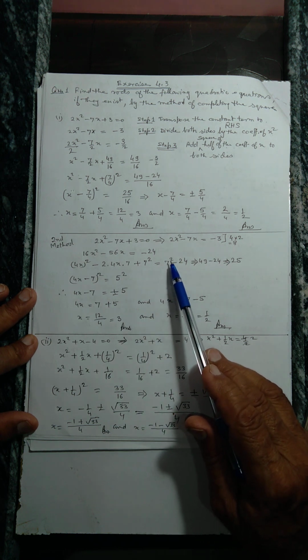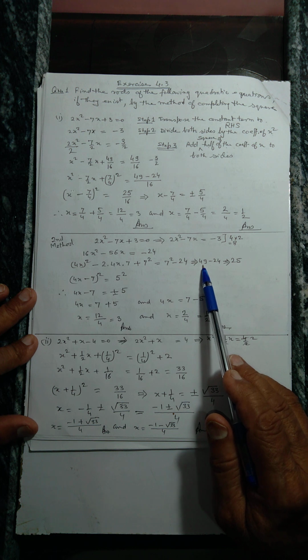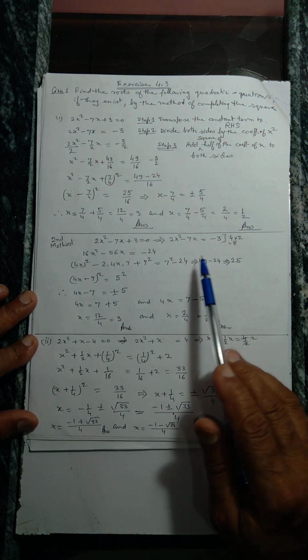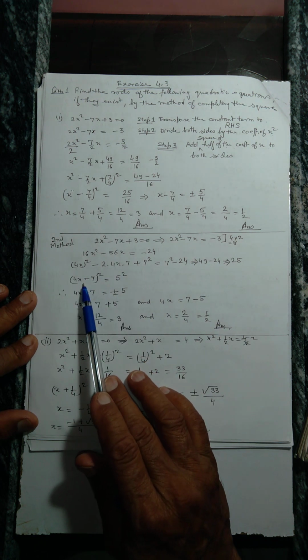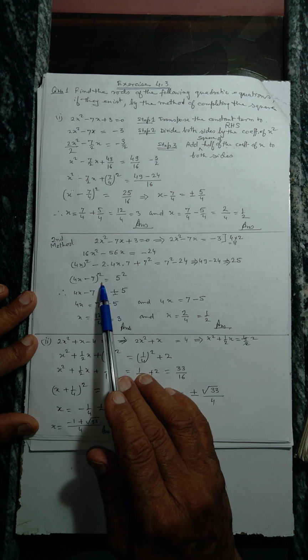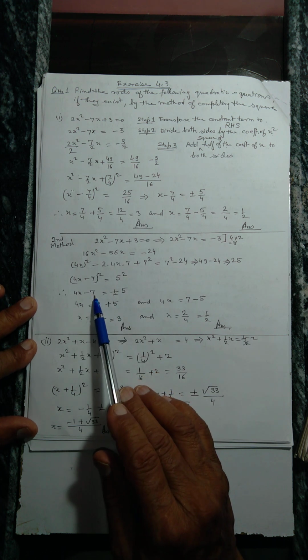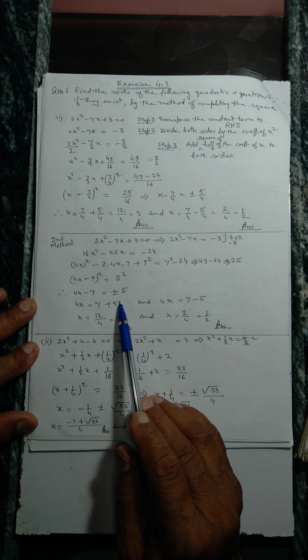So, I have solved it. 7 square minus 24 is equal to 49 minus 24, which is equal to 25. So the left hand side now becomes (4x minus 7) whole square equal to 5 square. So 4x minus 7 equals plus or minus 5.